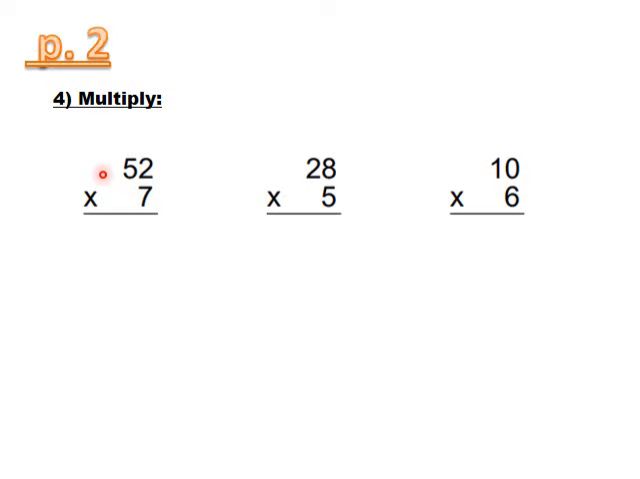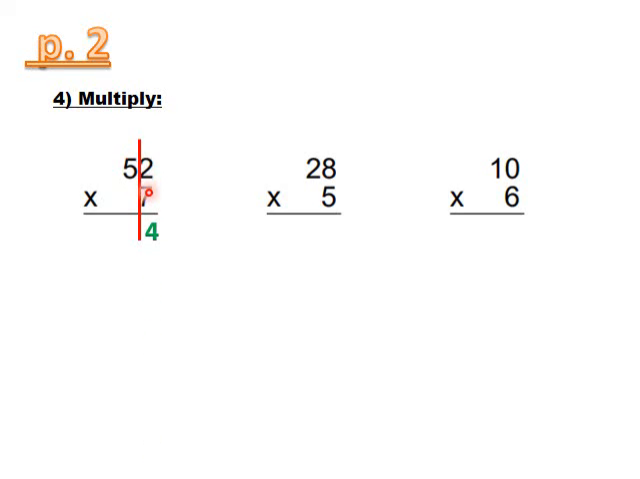Okay, question 4. Now let's revise how we multiplied a 2-digit number by a 1-digit number. The first step, I will put my wall so that I don't get confused. I have the units on one side and the tens on the other side. Okay, let's start always with the units.